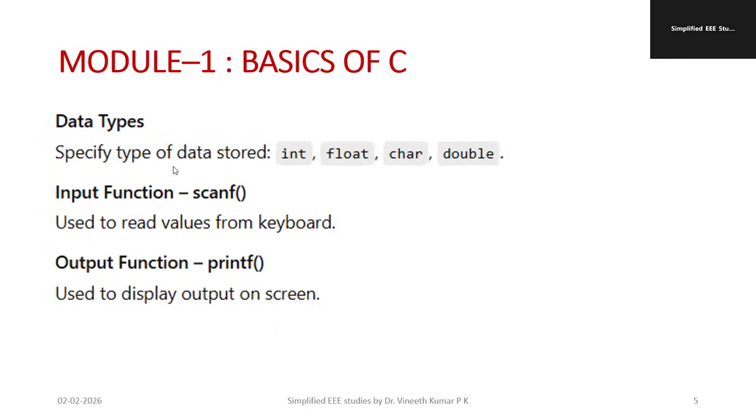What is a data type? It specifies the data stored. For example, int, float, character, double. These are different types of data types. So explain different types of data types. That is another question. What is an input function? The scanf function. It is used to read the value from the keyboard. That means it receives the input from the user, right? What is an output function? printf, which is used to display the output on the screen.